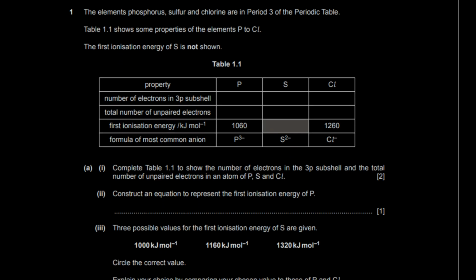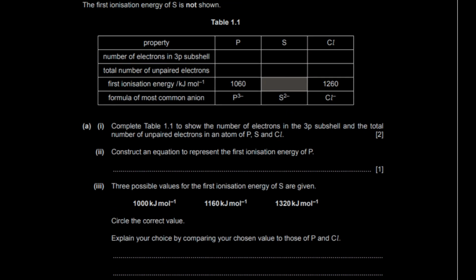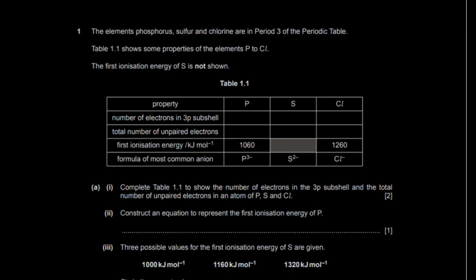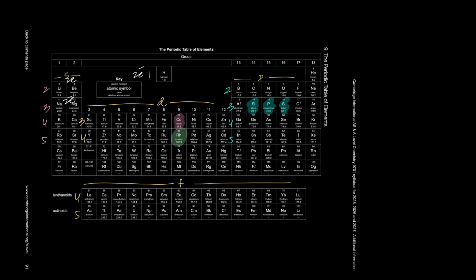Next, I think this is repetition. Explain your choice. Okay, in this case now we have to select sulfur's ionization energy. Number of electrons in the 3p subshell. Now it's just talking about the 3p subshell.